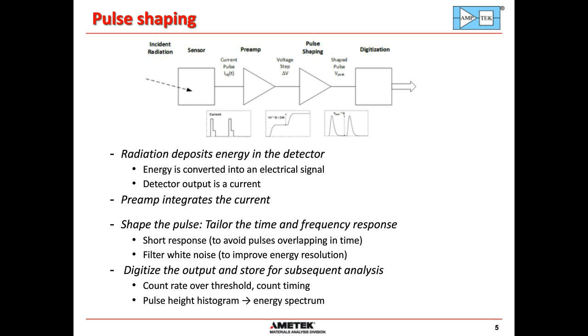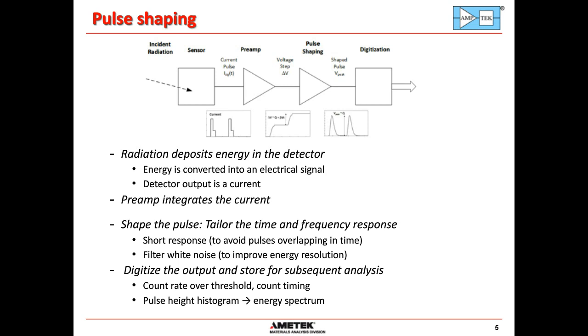So you get these steps that come out of the preamp, and that voltage step at the preamp output is difficult to measure directly. They're small and superimposed on noise. So that's followed by a circuit that shapes the pulse. And by shaping, we mean we tailor the time and the frequency response.